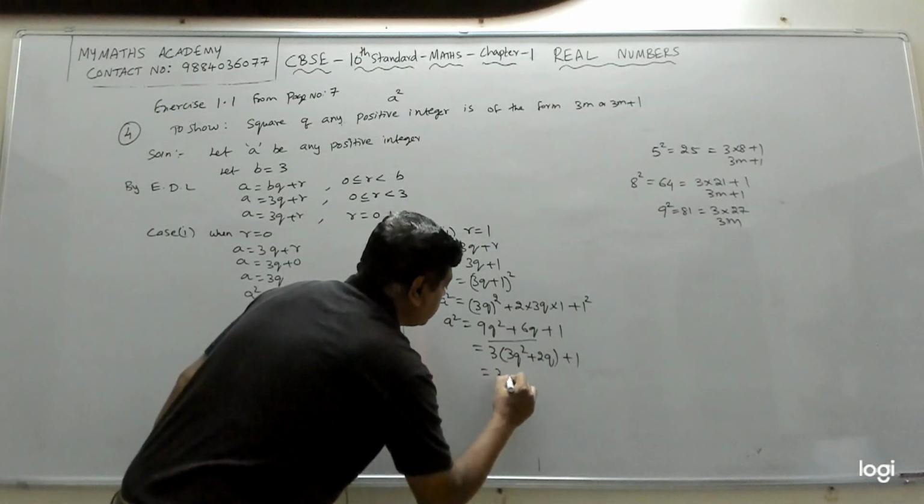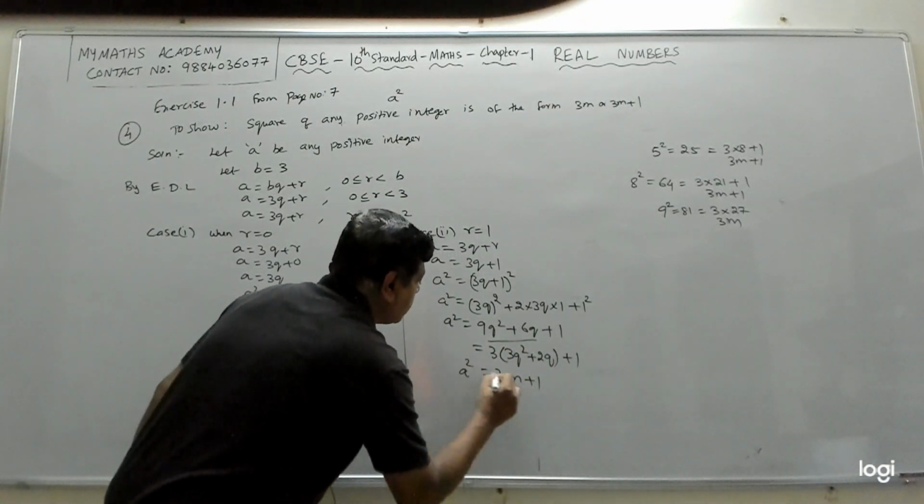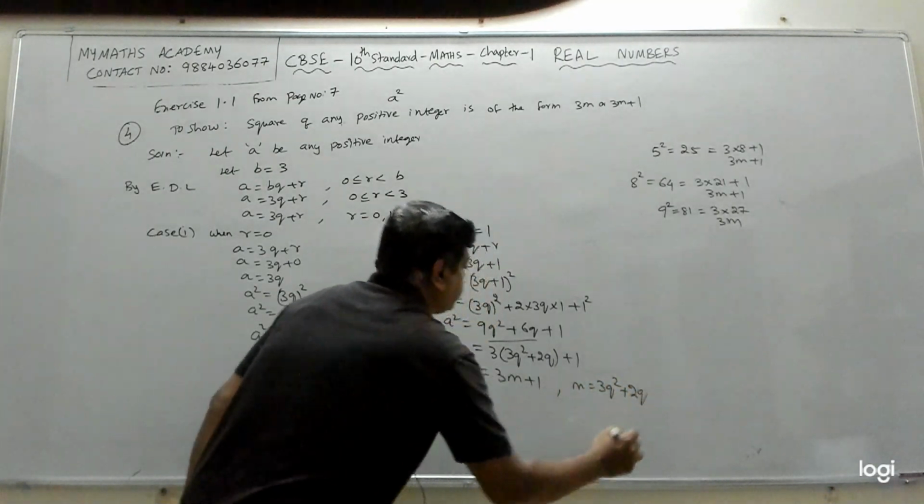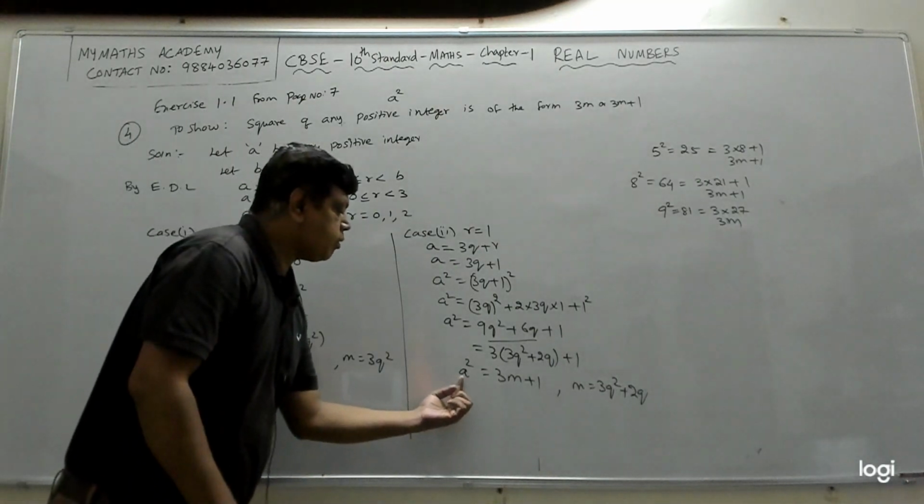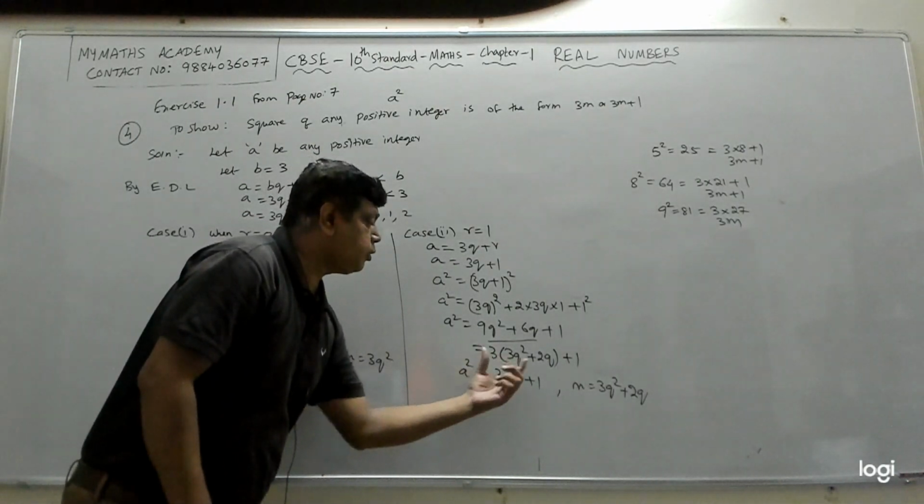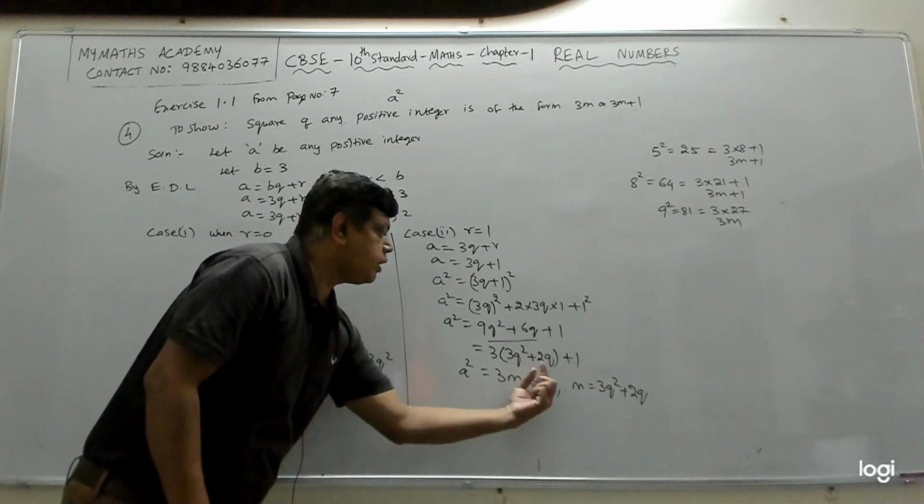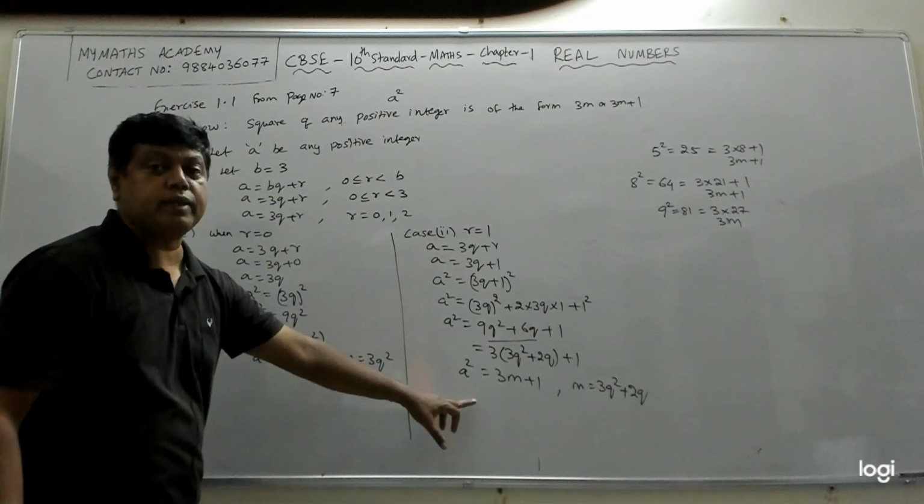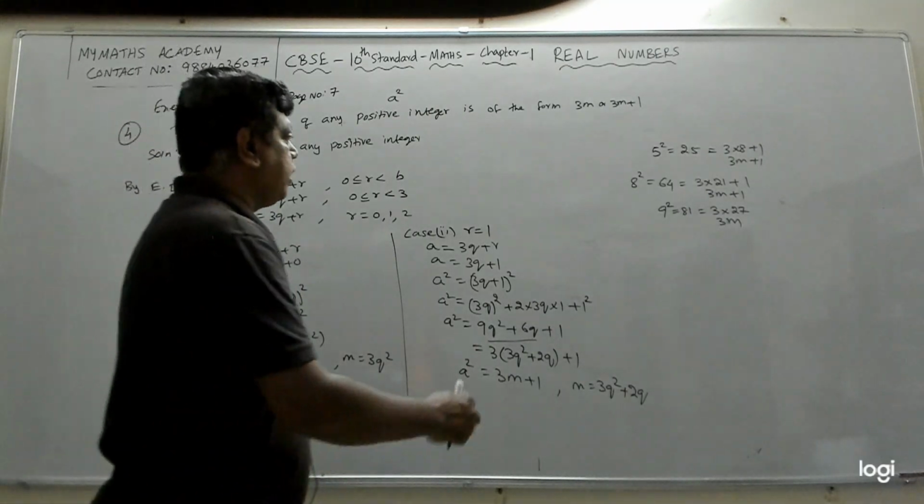Then this will become 3 into m plus 1, where my m is equal to 3q square plus 2q. So what I have got? I've got my a square in the form of 3 into this whole thing. I'm calling it m, 3m plus 1, where m is this whole thing. So now a square takes the form of 3m plus 1. Now the third case.